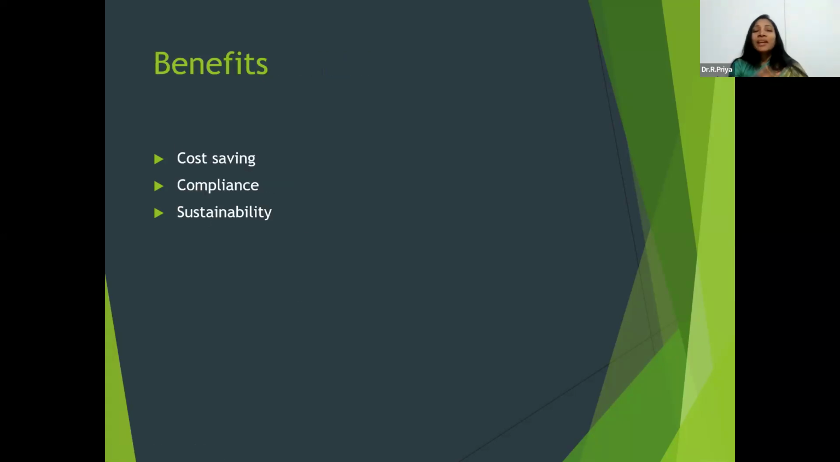Next, benefits of green manufacturing. Green manufacturing delivers a strong advantage not only for the environment but also for business and society. So the cost saving comes from reduced energy use, lower raw material consumption, and less waste.